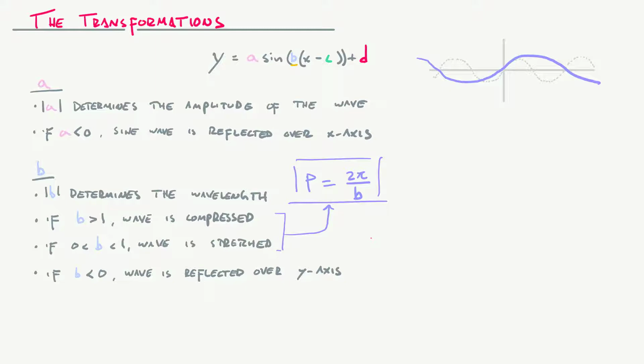Period is actually looking at what a normal period for sine is, which is 2 pi, and then breaking it up into B pieces. Sometimes that means making it bigger if B is between 0 and 1, and sometimes that means making it smaller.